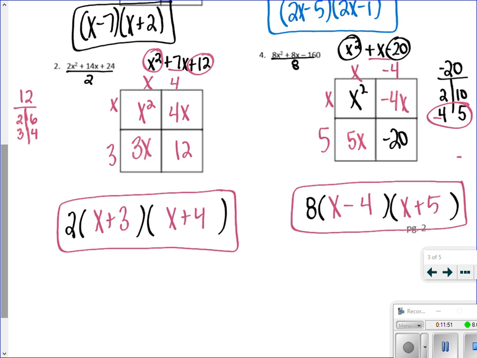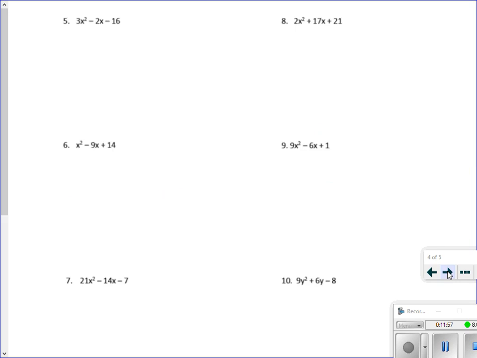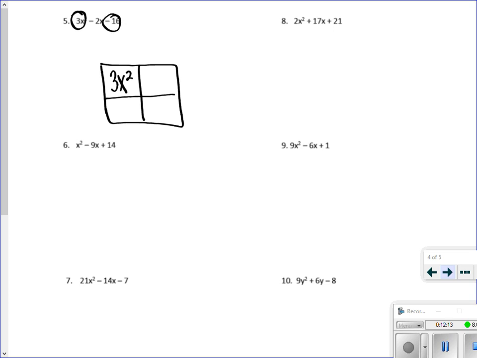Okay. We're going to keep doing a few more together. Go to the next page. Okay. Looking at number 5. Is there a GCF on number 5? No. Since there is not, we're going to go straight into factoring. First term, first box. Last term, last box.